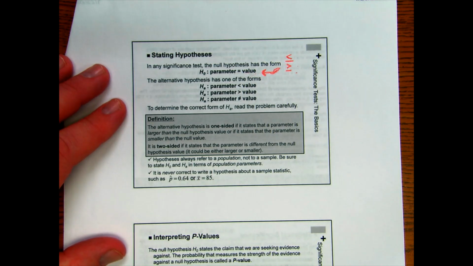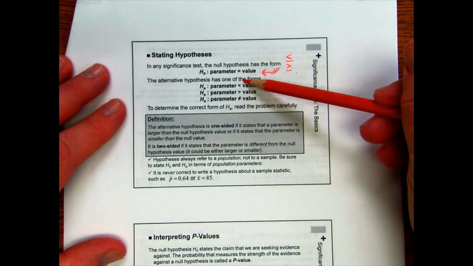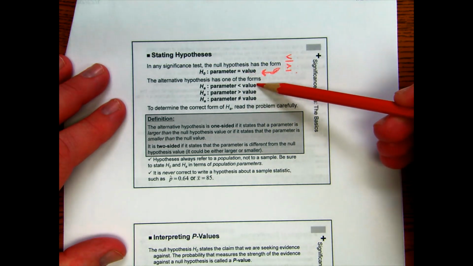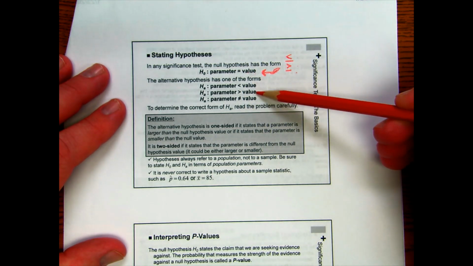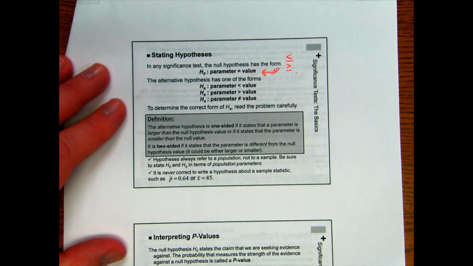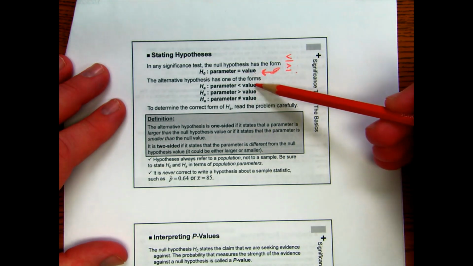All right. The alternative hypotheses, or your Ha's, always are an inequality. It could be a greater than, a less than, or not equal to. These guys are known as one-sided tests. This guy is known as a two-sided test. Sometimes they'll be referred to as directional.